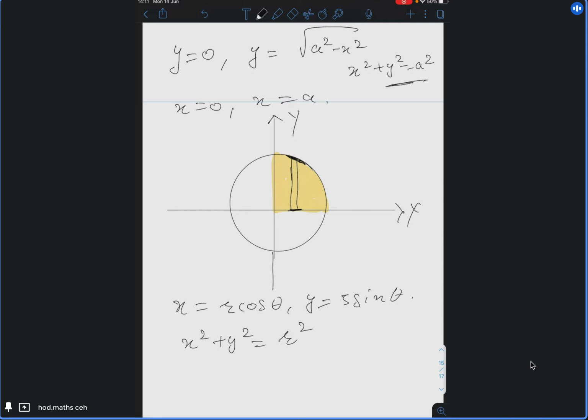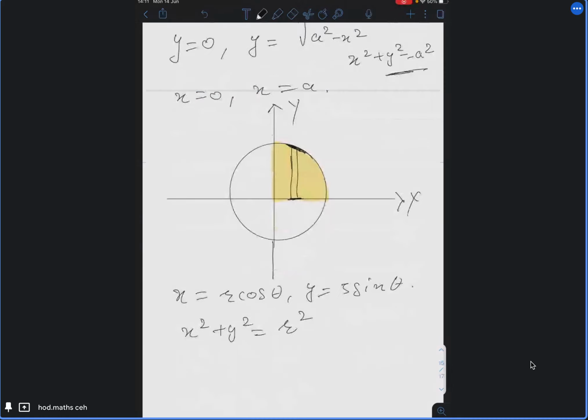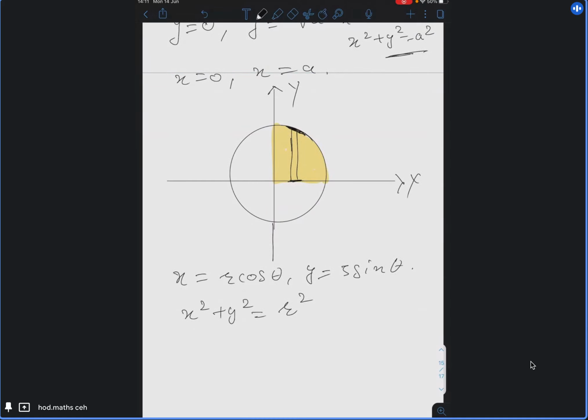And what is the r value there? If you compare with this, it is a. That means the radius vector is from where to where? From 0 to a. Okay, so the limits of r will be from 0 to a, and the limits of theta, tell me. 0 to pi by 2. The whole of this one, 0 to pi by 2.